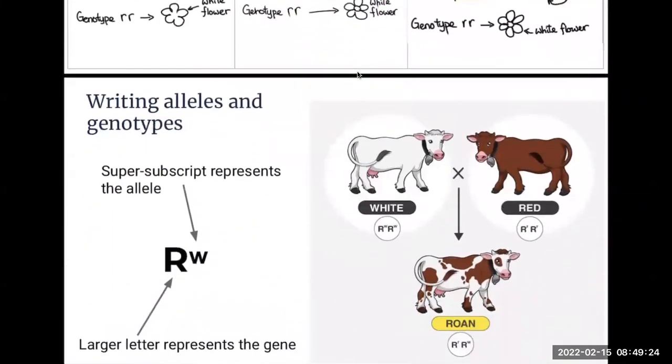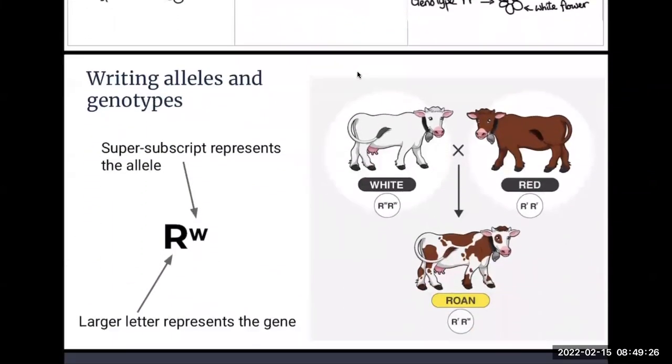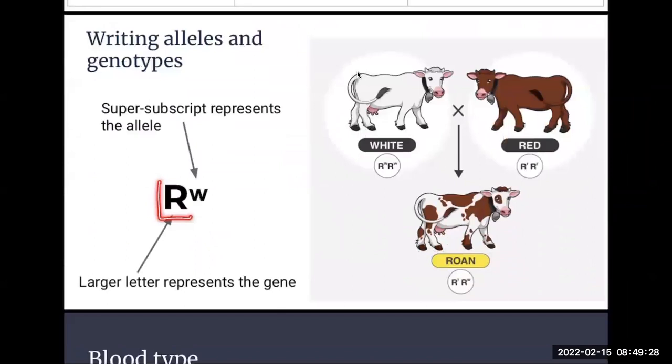However, there is another way to write alleles. So this R would represent the gene. So that's right here. And then the color, the allele, can be represented as a superscript. A superscript is a smaller letter that is written on the right-hand side of the larger letter, kind of rising on the top right-hand corner, basically.